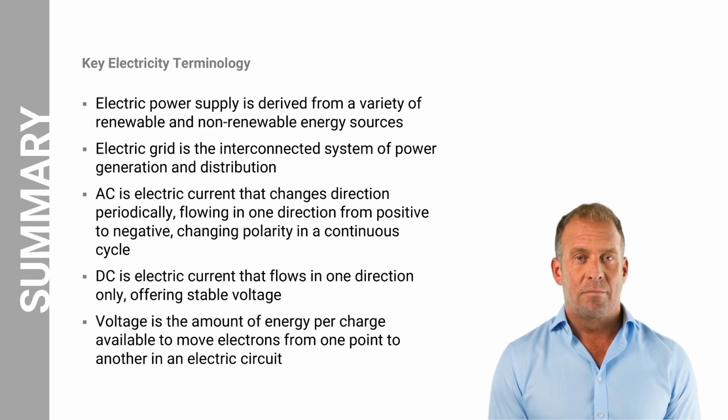The electric grid represents the vast interconnected power generation and distribution system, ensuring electricity reaches our homes and charging stations. Alternating current is the current that flows in one direction for a certain amount of time, then reverses direction and flows in the opposite direction for the same amount of time. This cycle repeats itself continuously.